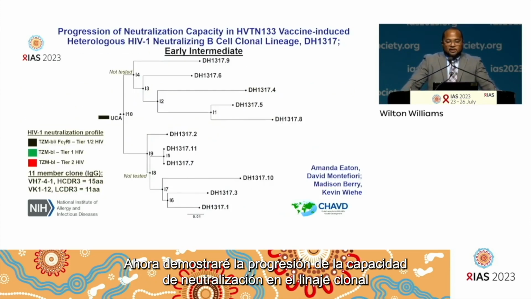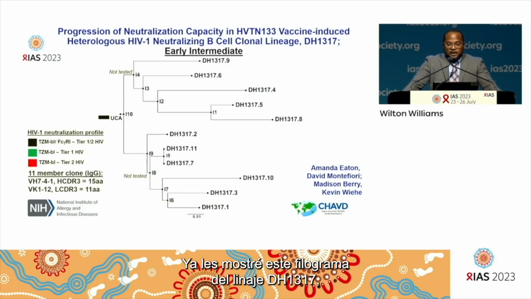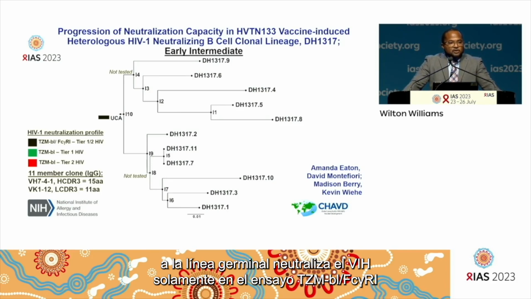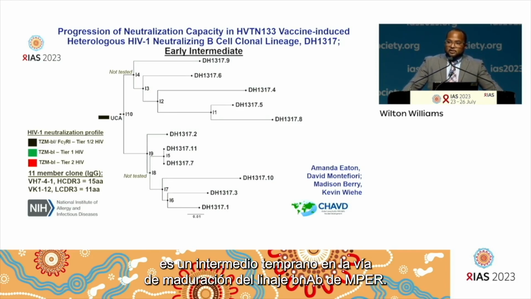So next, I'd like to demonstrate the progression of neutralization capacity in an HVTN133 vaccine-induced heterologous HIV-1 neutralizing B-cell clonal lineage. I showed you this phylogram earlier of the DH1317 lineage, and here I want to point out that, as shown by the black box, the UCA or near-germline antibody neutralizes HIV only in the TZM-bl FcγR1 assay, and thus is an early intermediate in the EMPER bNAb lineage maturation pathway.